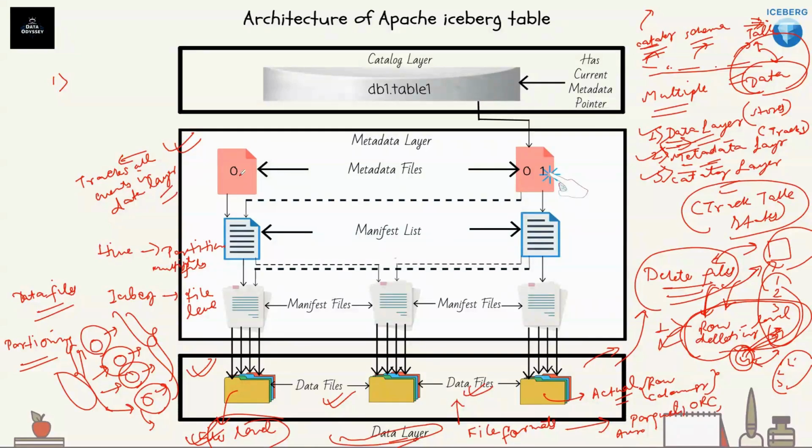The metadata layer includes three parts. At the bottommost part you can see the manifest files, then above it the manifest list, and then above it the metadata files. Let us follow a top to bottom approach so that it's easier to understand. The metadata file stores details about the table schemas. That's why I was explaining this part earlier: we have the catalog, then the schema, and then the table.